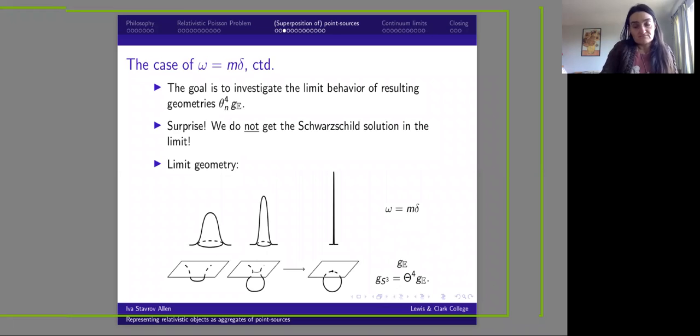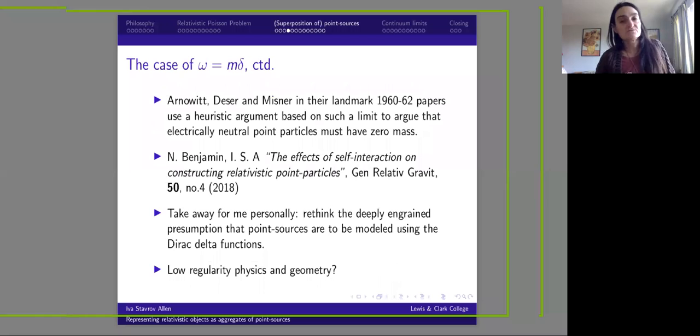But that, for the first time, really came to my mind and my awareness through work with my student, Noah Benjamin. And that work has appeared in GRG since. And I have to say that at that point, I found myself rethinking this idea that point sources need to be described by Dirac delta, or rather that there might be other models for point sources. And I suppose this is how I see my talk fit into the theme of low regularity in physics and geometry.